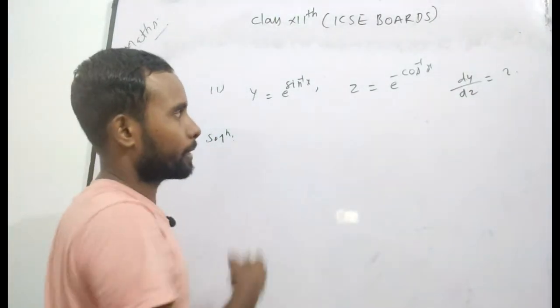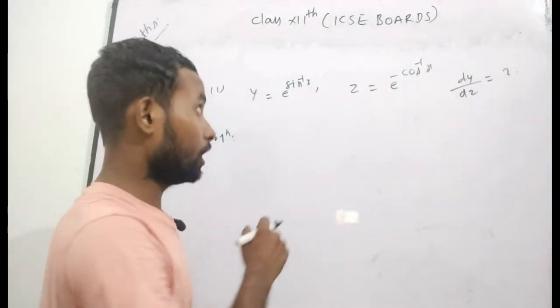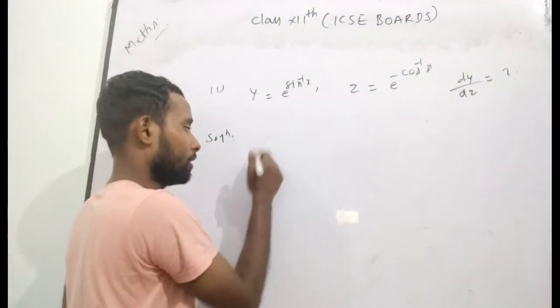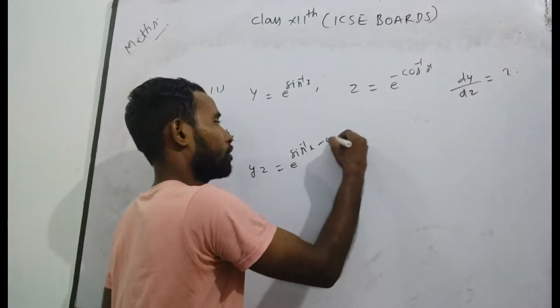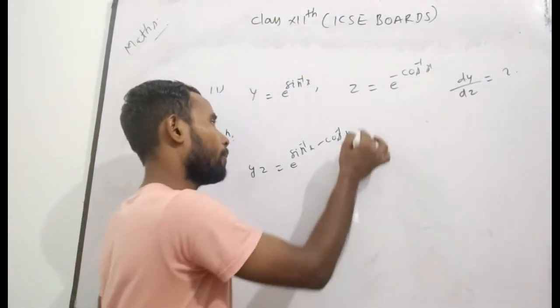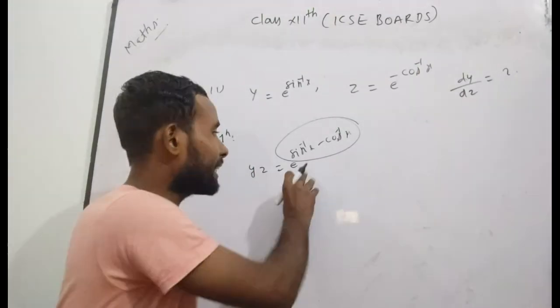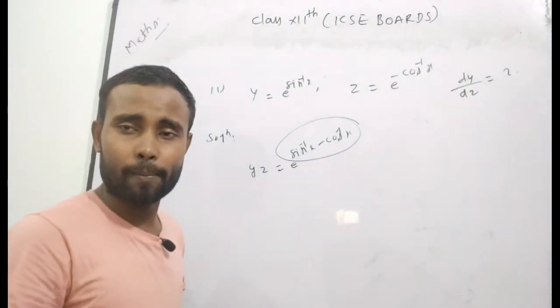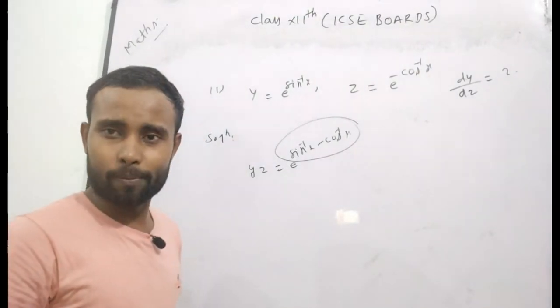Suppose, as in the earlier problem, that means the previous problem, if you multiply both equations, you will get y times z is equal to e to the power sin inverse x minus cos inverse x. But there is no formula that gives a constant for sin inverse x minus cos inverse x. That's why do not try to multiply both equations.